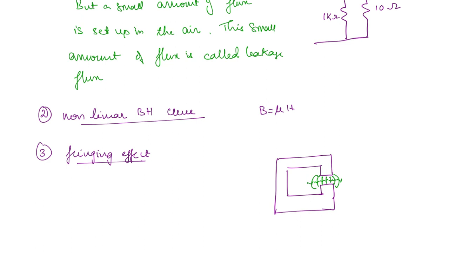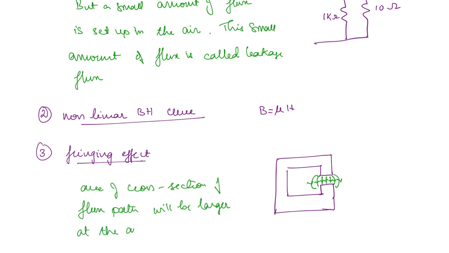So now what is happening? The area of cross section that is available for the flux is going to be larger when there is an air gap. So that is termed the fringing effect. So the area of cross section of the flux path will be larger at the air gap, right.